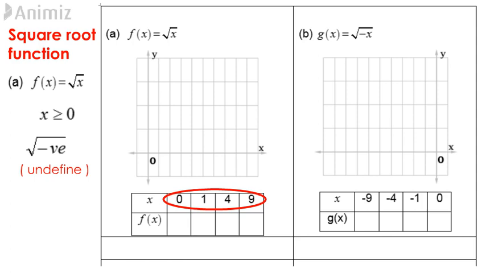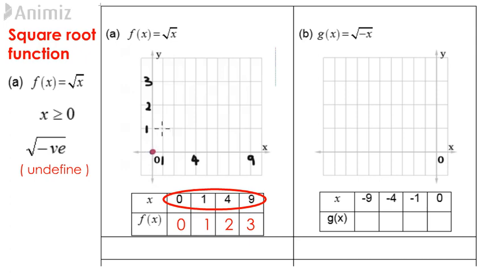We find the corresponding y values for each x. The square root of 0 is 0, the square root of 1 is 1, the square root of 4 is 2, and the square root of 9 is 3. We proceed to plot these points and draw the curve.